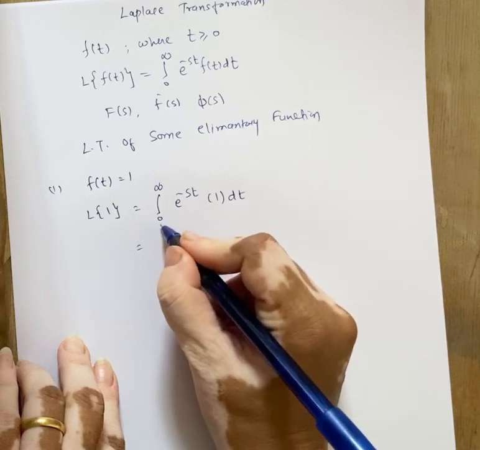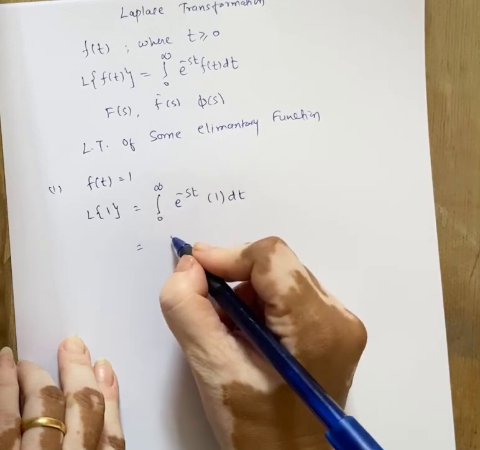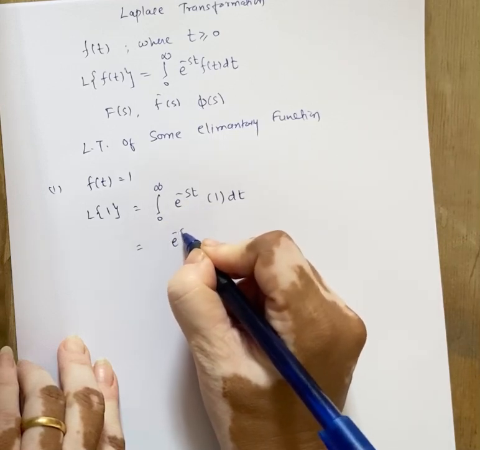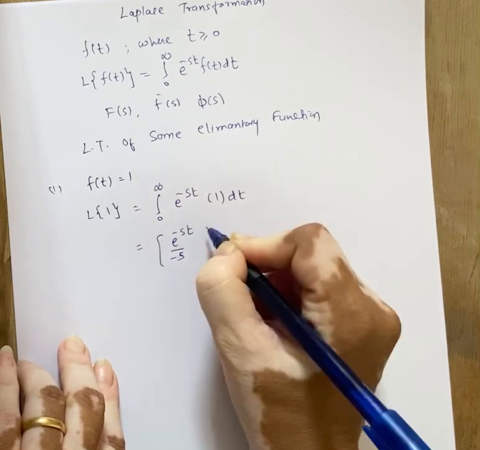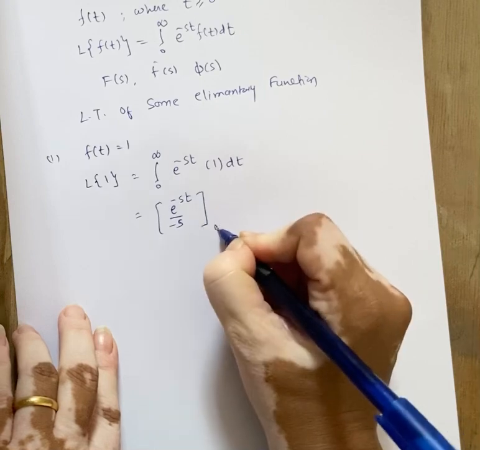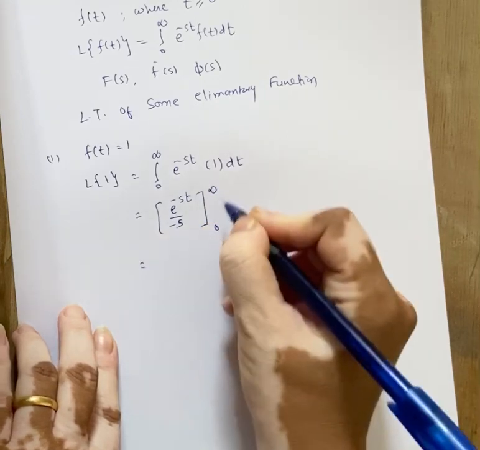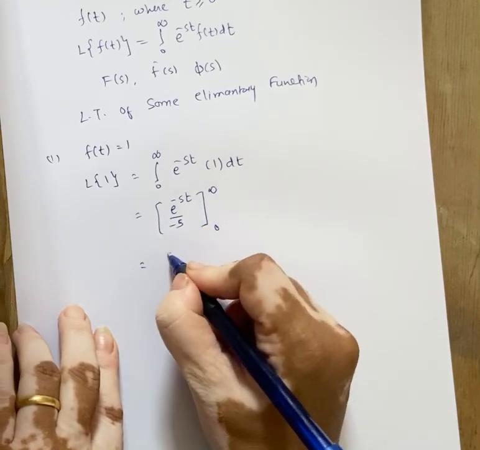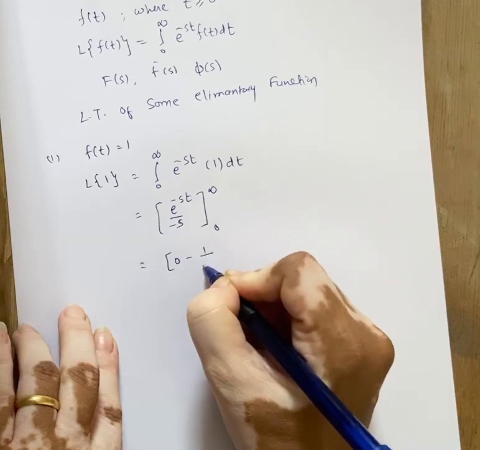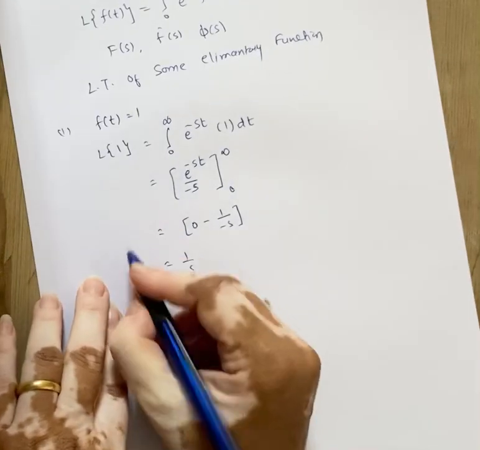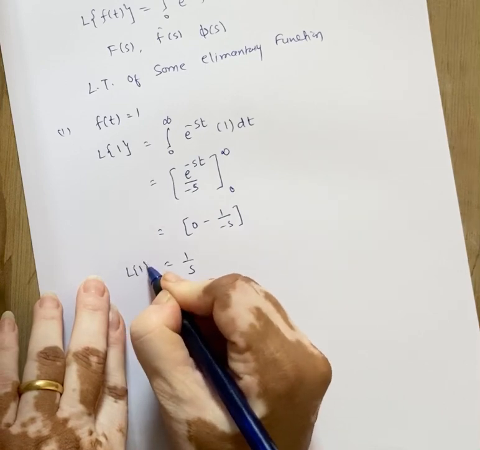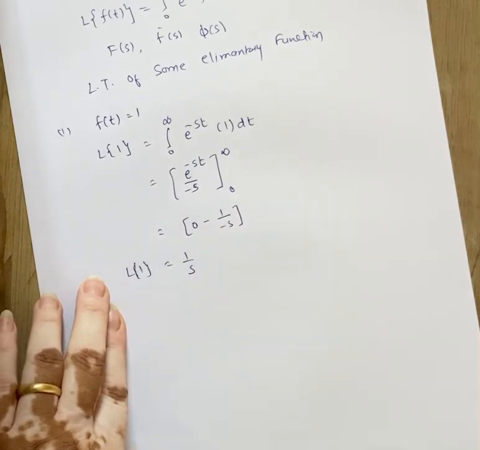So the integration from 0 to infinity of e raised to minus st is e raised to minus st over minus s. Put down the limits of integration, 0 minus 1 upon minus s. So the answer is 1 upon s. So the Laplace transform of 1 is equal to 1 upon s.